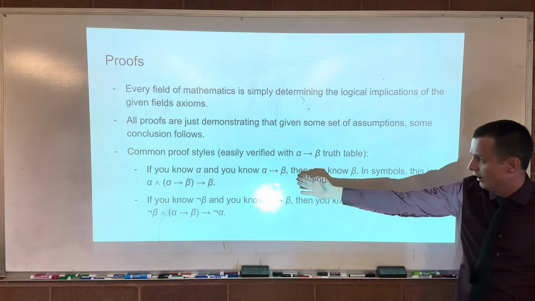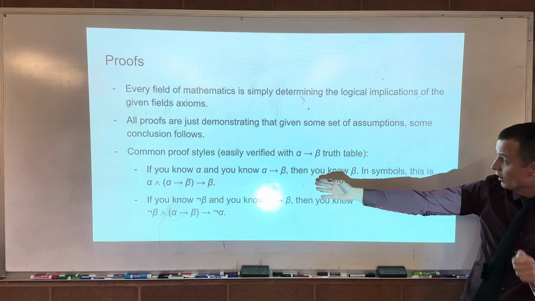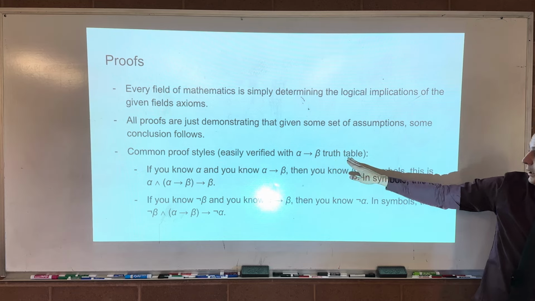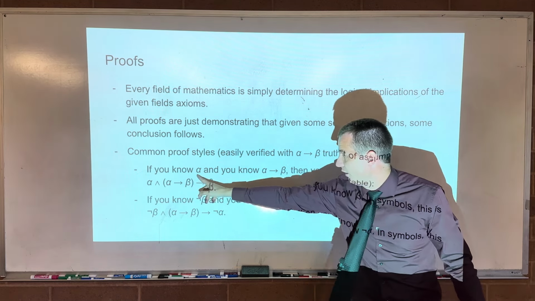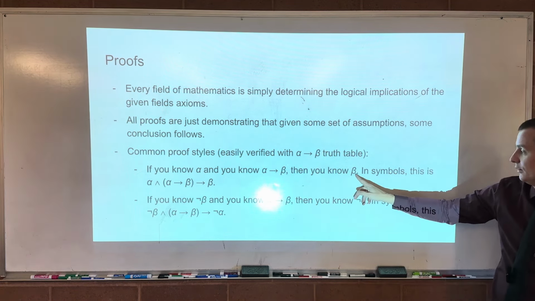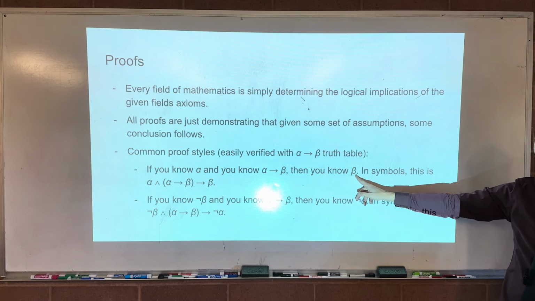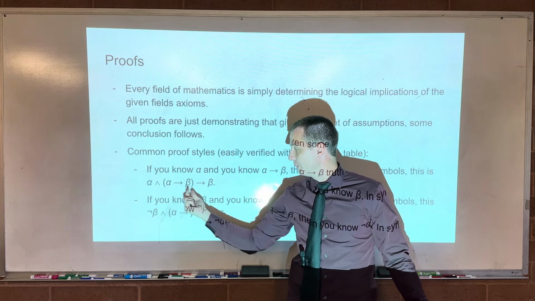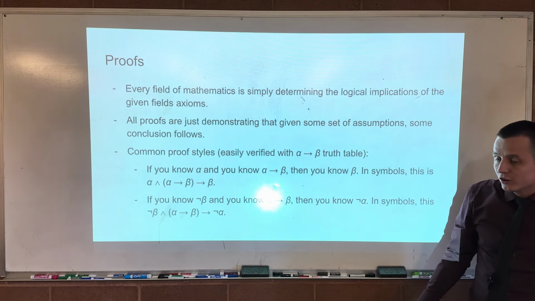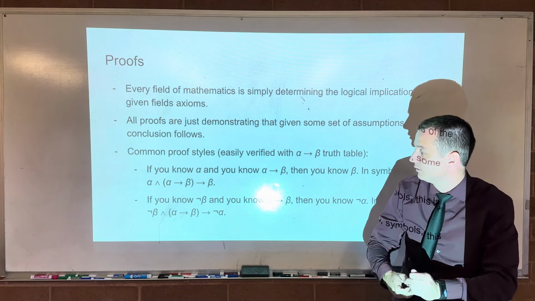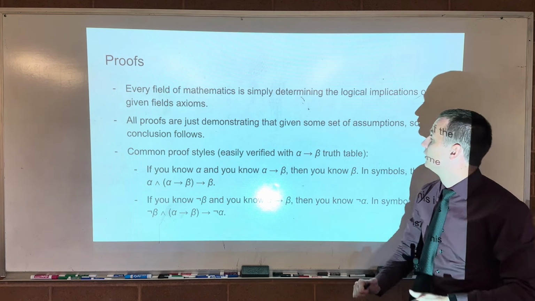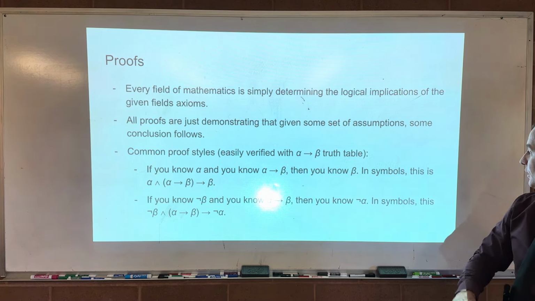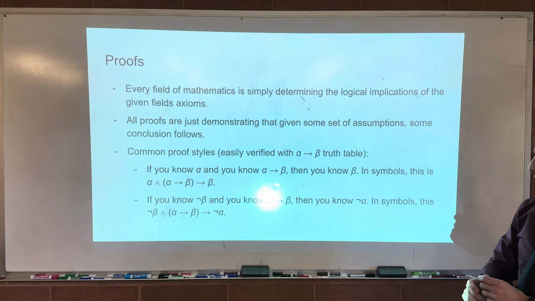Common proof styles. Common proof styles easily verified with alpha implies beta truth table. If you know alpha and you know alpha implies beta, then you know beta. Right. If I know alpha and I know alpha implies beta, then I know beta. So common proof is going to be, well, should I write out the whole truth table for this, or is this a bit dense right now?